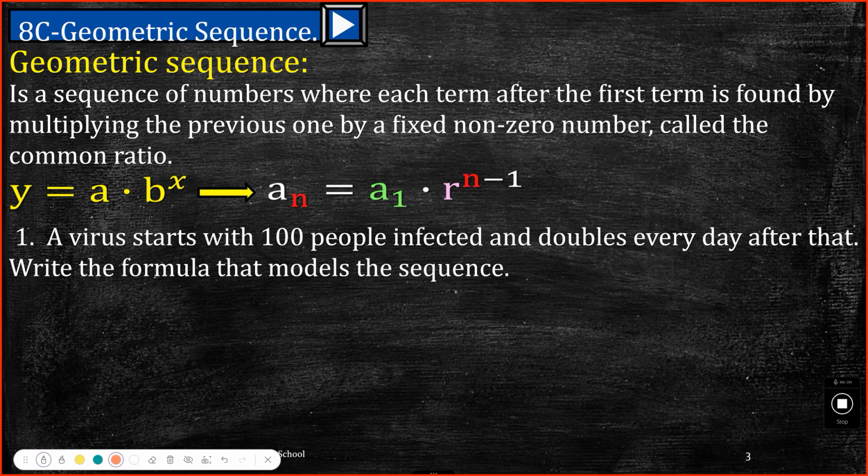And we'll do problem 1. A virus starts with 100 people infected and it doubles every day after that. What would be the formula that models the situation or the sequence?